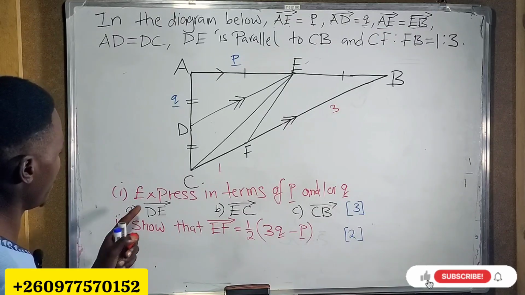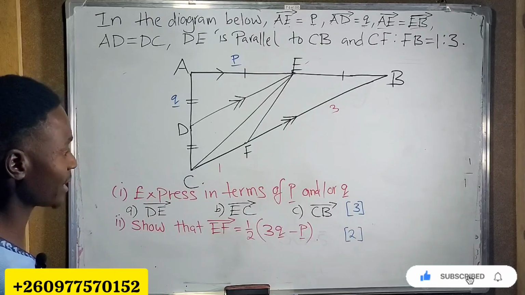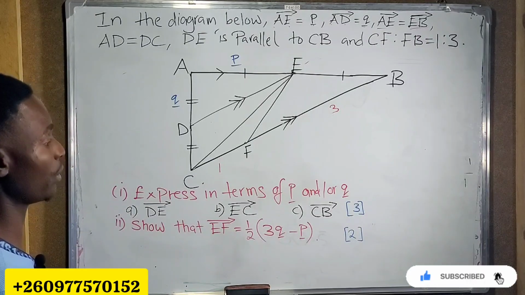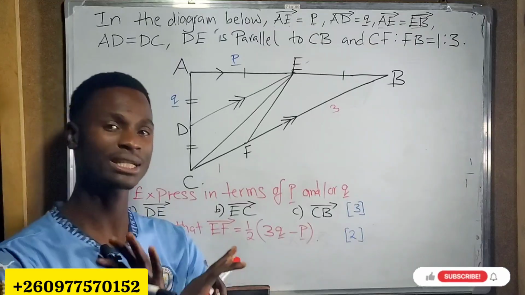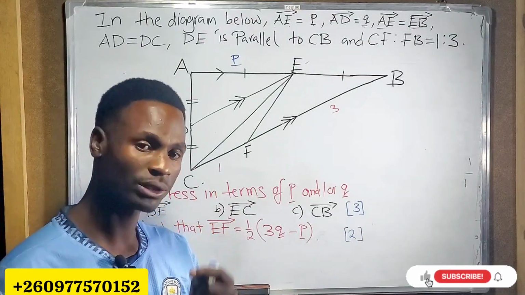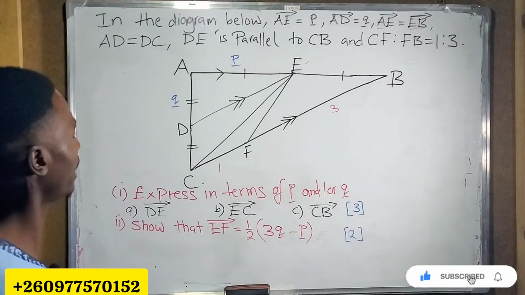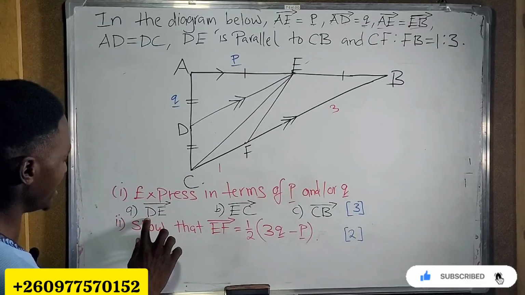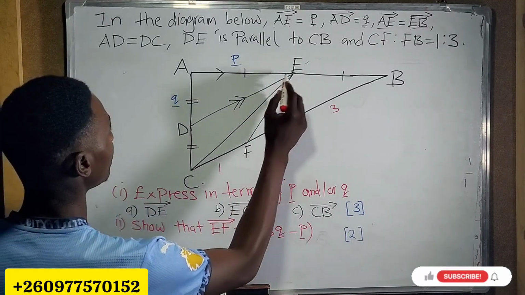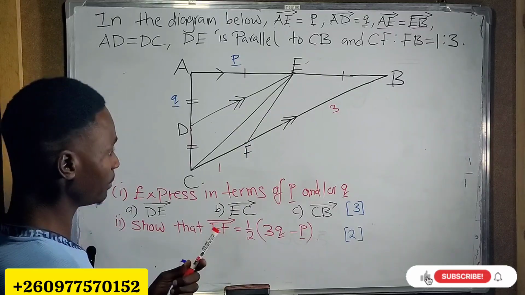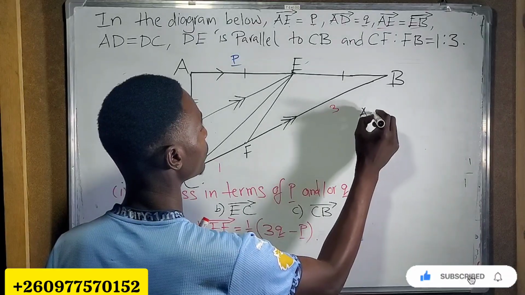So it's saying express in terms of vector P and/or vector Q, DE. The first question is always the simplest question and is the easiest to solve here. So we are going to find DE. So this is what we're going to say.